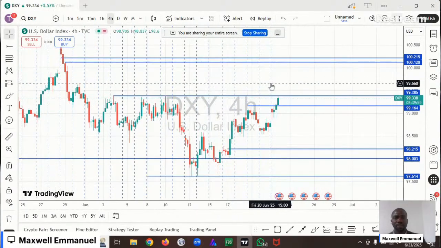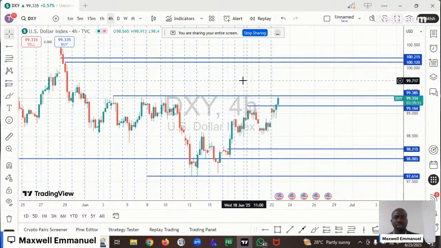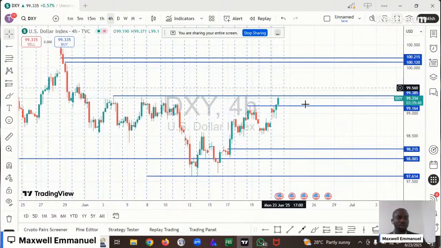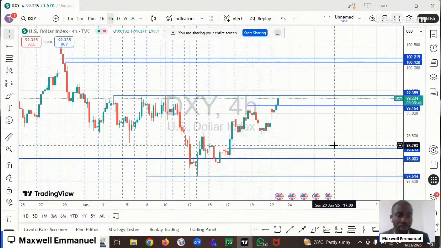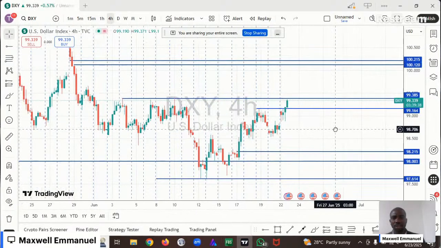Remember, there is a high probability that they might come to fill this fair value gap. So before you take any risk selling, ensure a bearish reversal pattern forms on dollar index before you sell dollar. I hope that is clear. So that's my take on the dollar. Let's look at the yen.